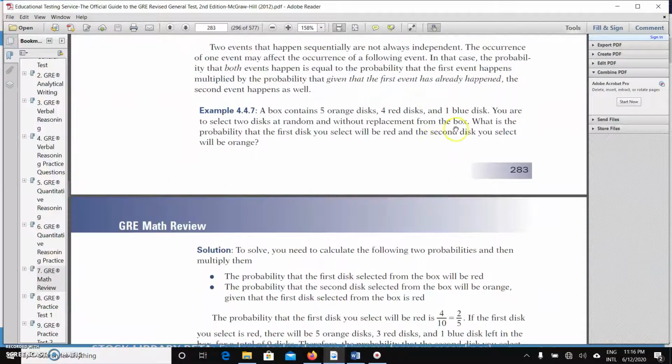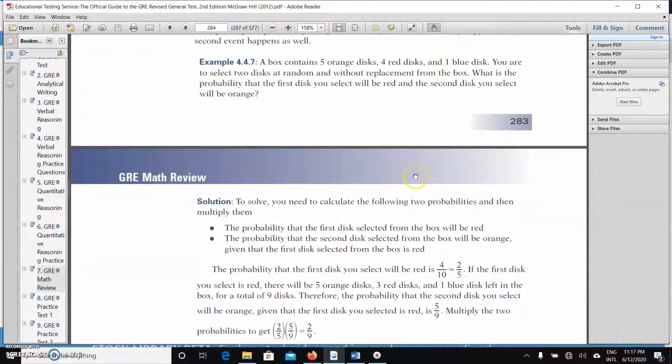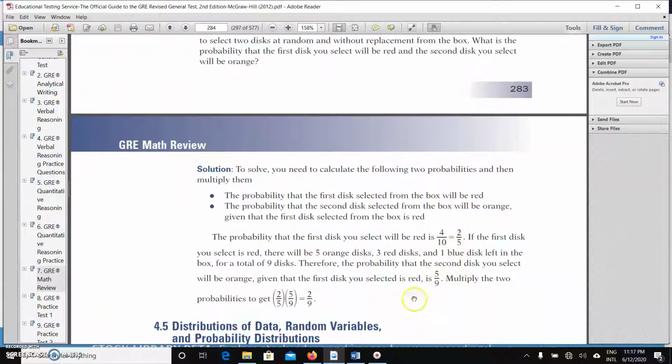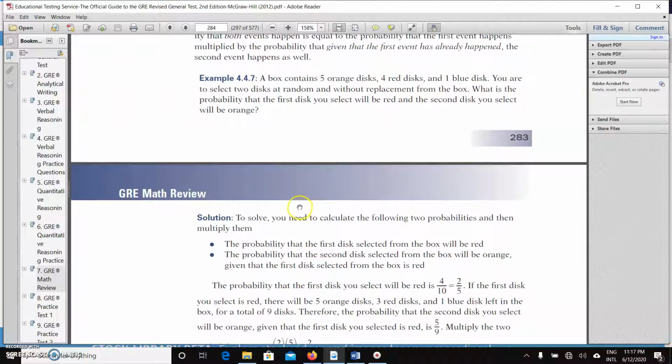So since the question uses "and", for the second disc, it means that you're going to use your probability of red times probability of orange disc. That will be 2 over 5, which is 4 over 10, times 5 over 9. That's the answer, 2 over 9. Now let me go deeper into it so that it will not feel confusing.